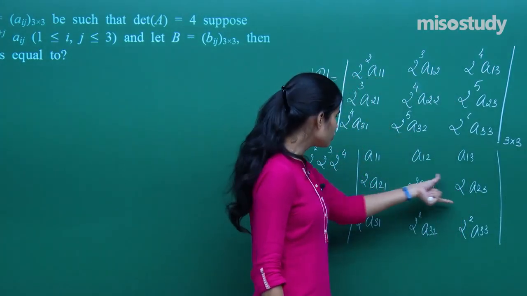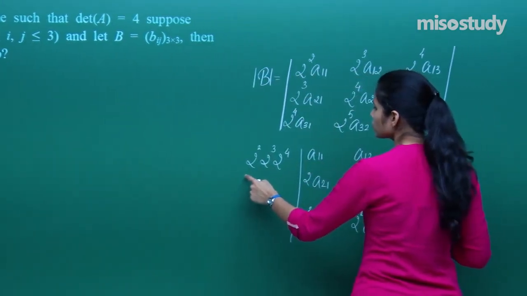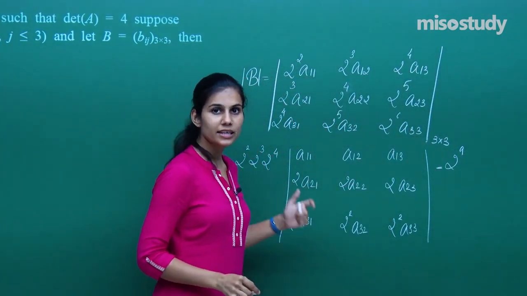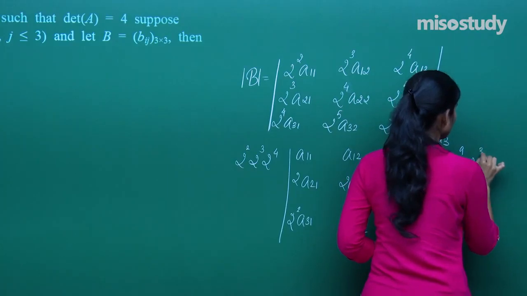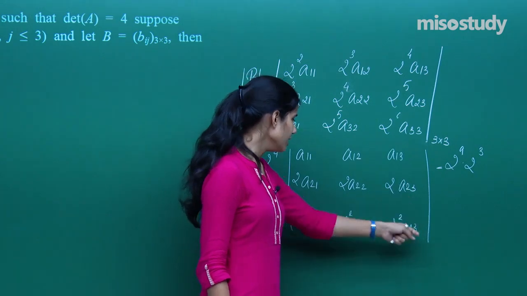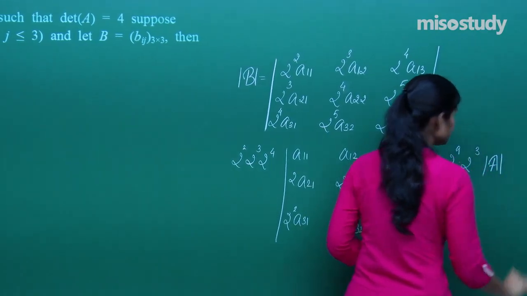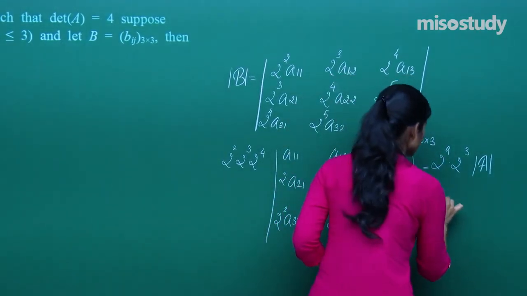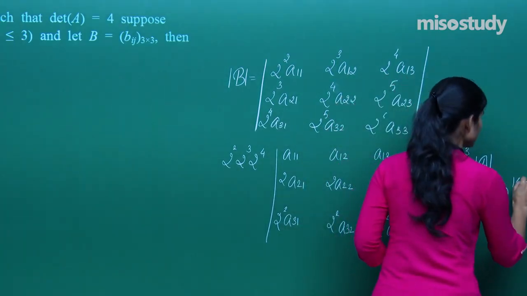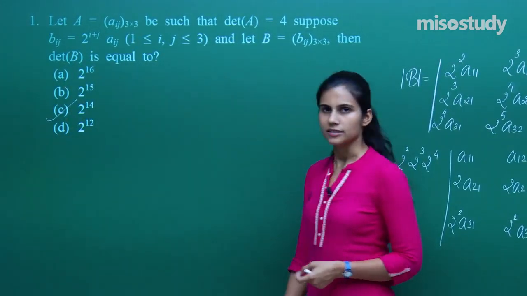Fine. Now you can see 2 is common in the second row, 2 square is common in the third row. So you take that out common as well. This becomes 2 to the power 9. And then you take out a 2 common and a 2 square common, basically 2 cube common you take out. You will be left with a11, a12, a13. 2 has come out common, so a21, a22, a23. 2 square comes out common, so a31, a32, a33, which leaves you with determinant of A. And that is given to be 4, that is 2 square. So your answer is nothing but 2 to the power 14. And therefore, that comes out to be your very correct answer.